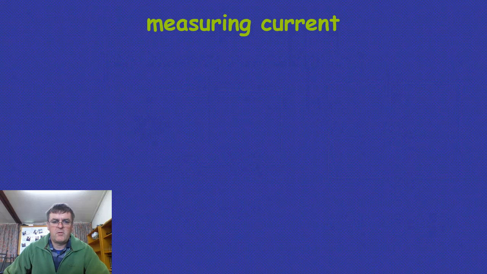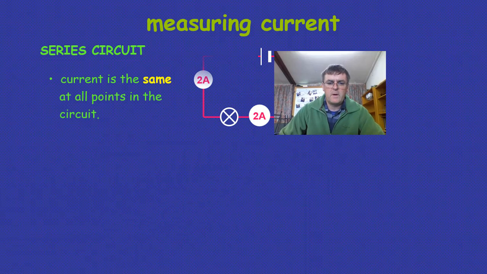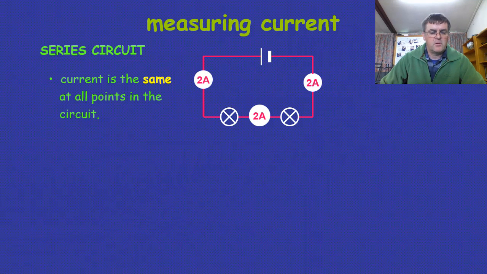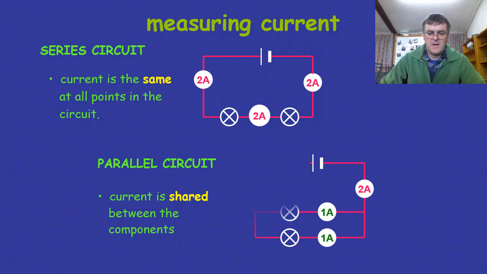So what is it actually measuring in those places? Series circuit, the current is the same everywhere. So wherever we are, the current's the same. It's only got one circuit to flow around, so it's the same current everywhere. Parallel circuit, however, the current gets shared out.